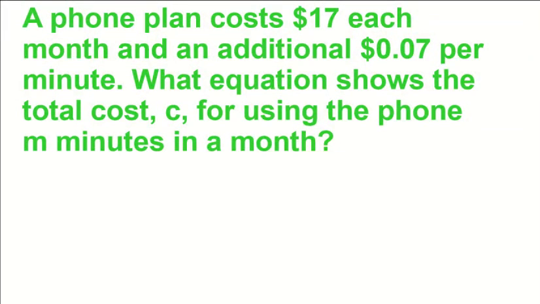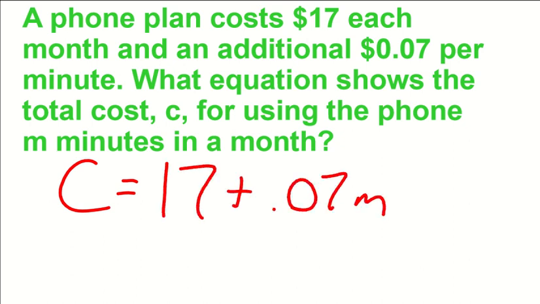All right, other thing we gotta be able to do is write an equation though. So it's asking what equation shows the total cost C for using the phone M minutes in a month. So we're gonna have C equals. When we got total cost, that's what we want it to be equal to. Ford, what you got? C was 17 plus 0.07 M. That'll work.